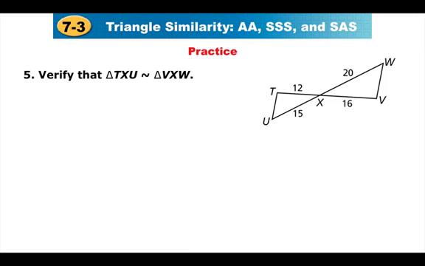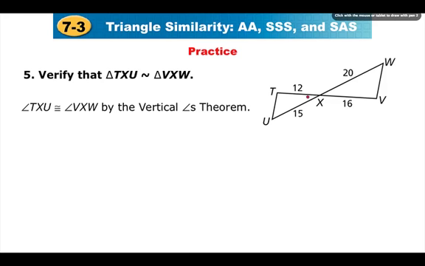To verify that those two triangles are similar, first we can say the following: these two angles are congruent because they are vertical angles. At this point, I can say that TX and VX are corresponding sides, and they give me this ratio, 3/4, once I simplify.